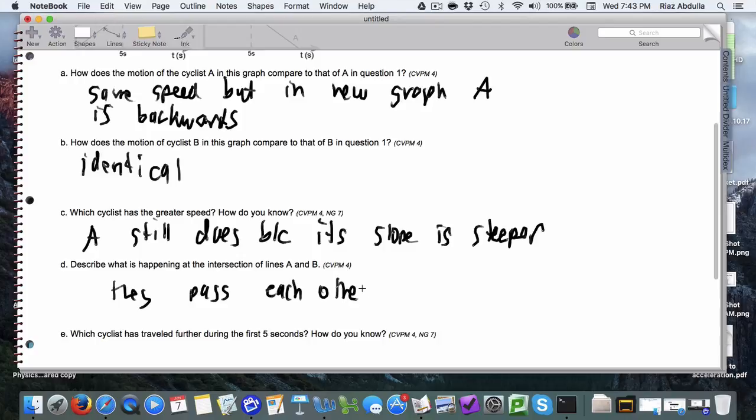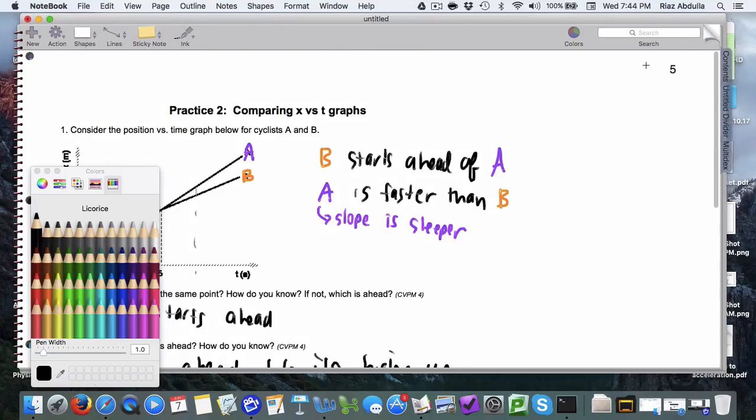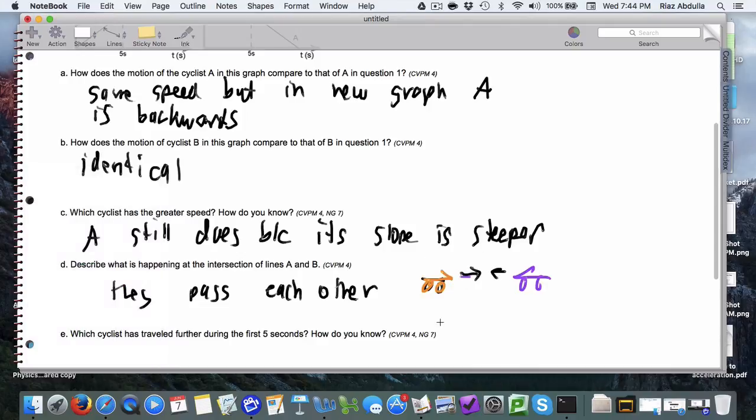So in other words, what we're basically saying here is that, what color did I make A? I made A purple and B orange. So here we go. If we have, say, B going forward, like this, then A is going backwards, like this, and they're moving, and at the intersection of the lines, they're going to zoom past each other.